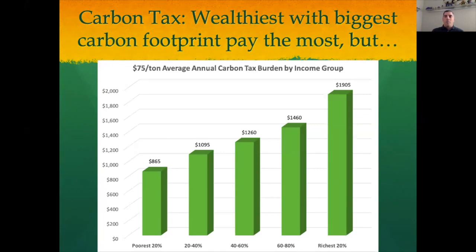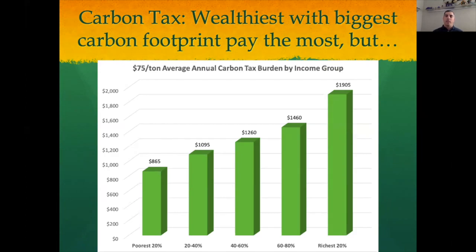So how much will it cost? This is a nice chart that shows a $75 per ton carbon tax, which is where our bill would be in 2027, say if this bill were implemented in 2021. This is what it would look like in costs per year, per household, broken down by income bracket. For the poorest 20% income bracket, paying for these carbon taxes would increase the average household energy bills by $865 per year. For the richest 20%, it would increase their average household bills by $1,900 per year.